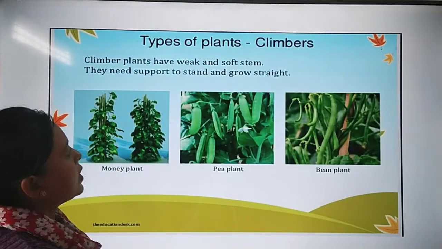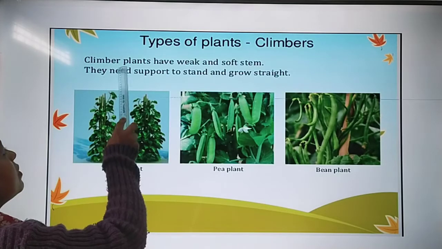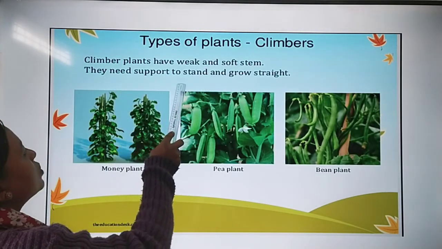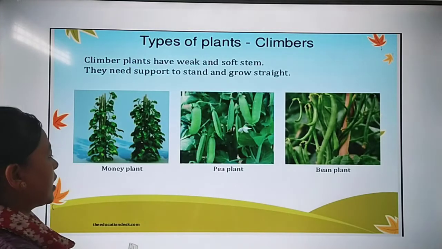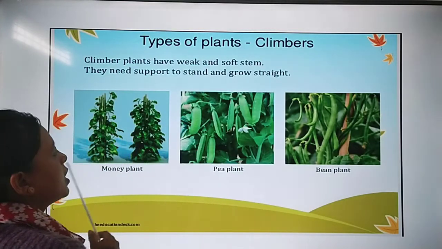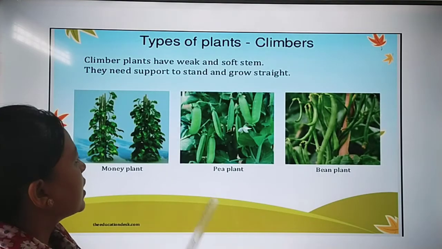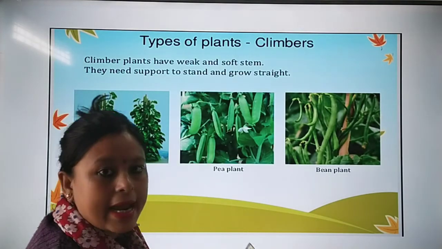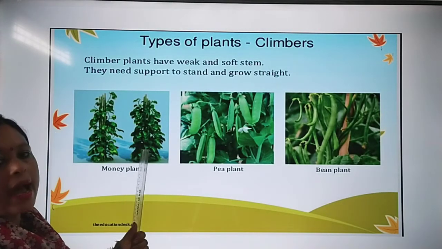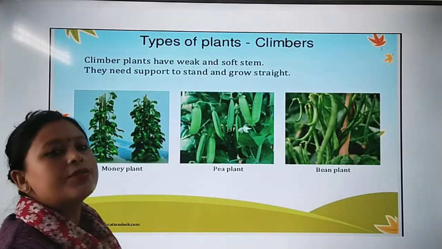And the next one is climbers. Climber plants have weak and soft stem. They need support to stand and grow straight. So bunny plant, pea plant and bean plant, these are examples of climbers. They need support to stand and grow straight. Understood? And because they have weak and soft stem.